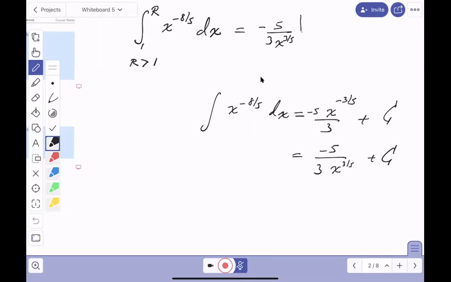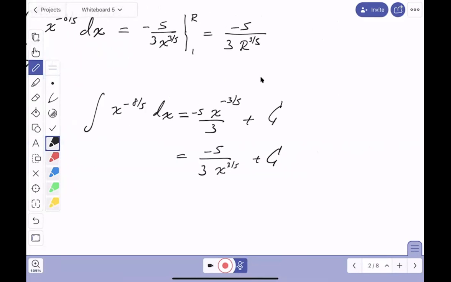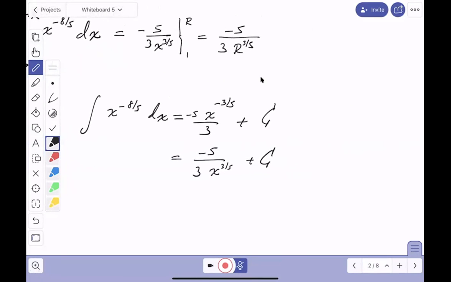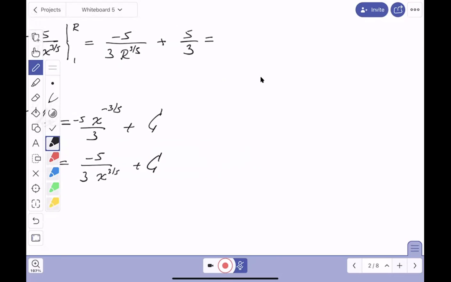Limits of integration now would be from 1 to r. Let me write this down. And again, we'll look at the key in a moment. Minus 5 over 3r to the 3 fifths. All right, let's keep going. And now minus of minus is plus, right? So plus 5 thirds. I'm going to write it a little bit differently. And someone says, why would you do that? I just like to neaten things up.